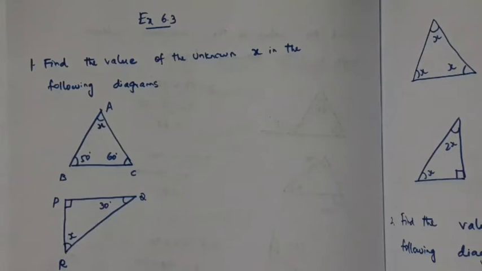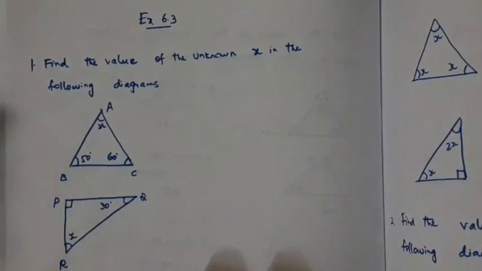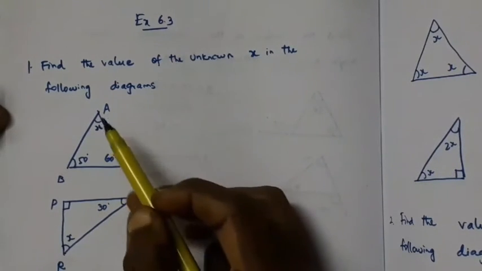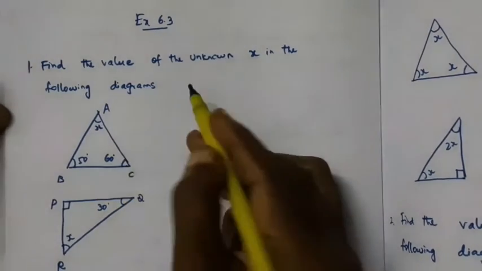Now we'll start solving exercise 6.3. We are going to use the angle sum property. If you add all the three angles in a triangle, you will get 180. We are going to use that property and solve this. Now I have to find what x is here. This is a triangle. If you add all these three angles, you should get 180.